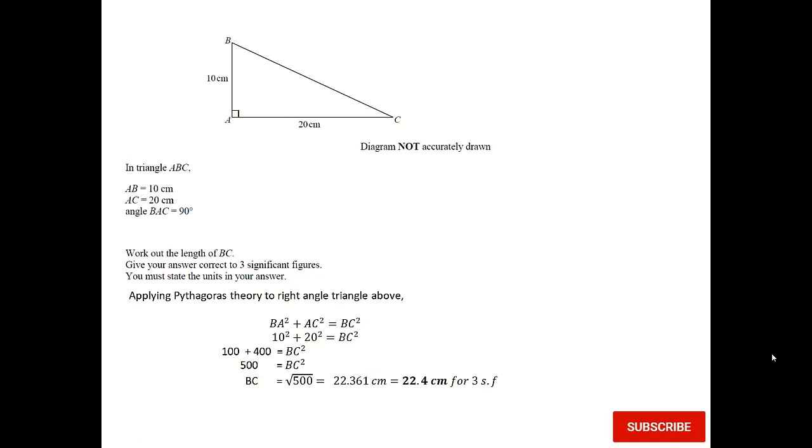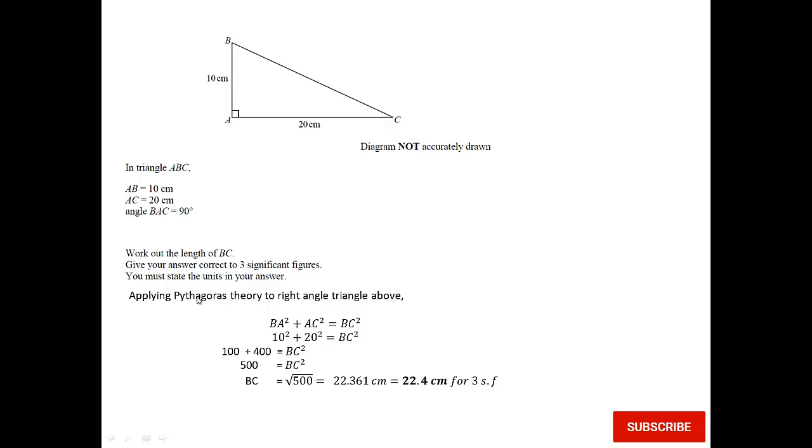In this example, I will explain how to calculate the hypotenuse of a right-angle triangle using the Pythagoras theory. This is a very basic question. According to the information given for the right-angle triangle ABC, the AB length is 10 centimeters. The AC length is 20 centimeters. And we have to find out the BC length.